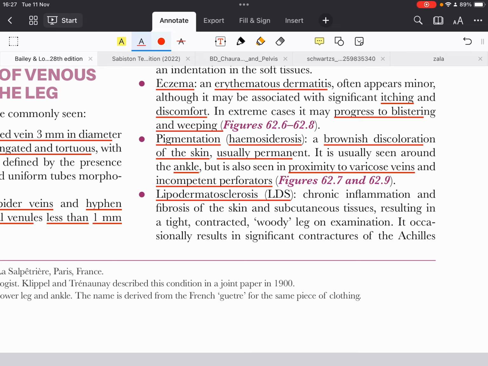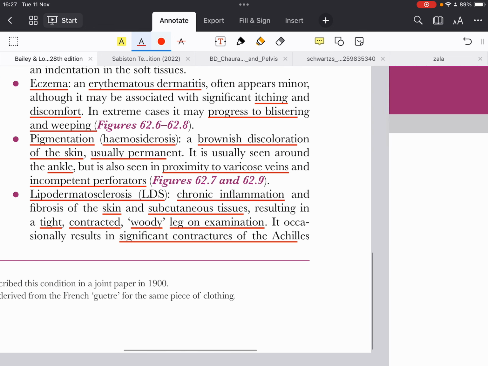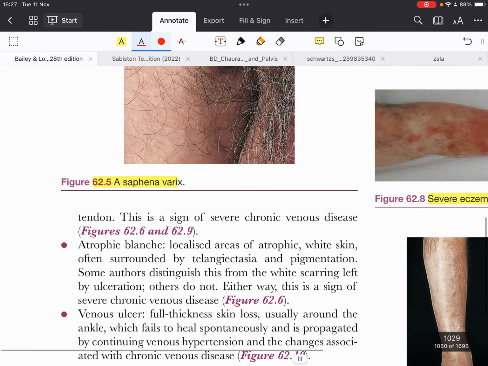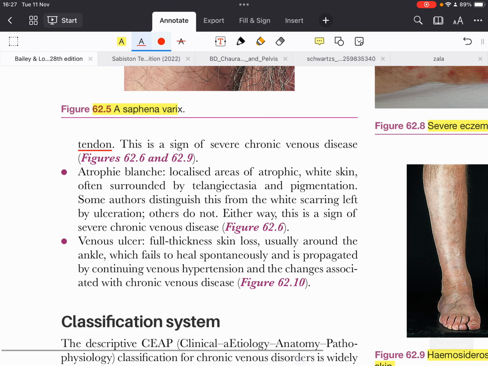Lipodermatosclerosis, LDS: chronic inflammation and fibrosis of skin and subcutaneous tissue, resulting in a tight, contracted, woody leg on examination. It occasionally results in significant contracture of the Achilles tendon. This is a sign of severe chronic venous disease.